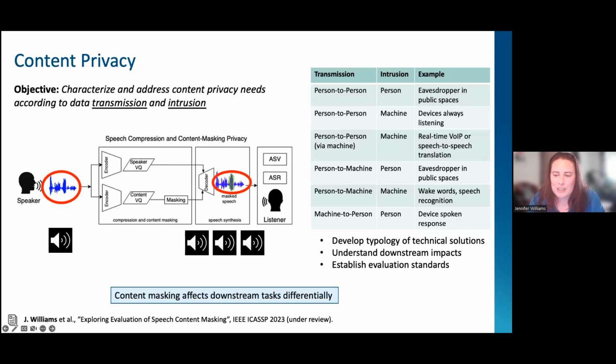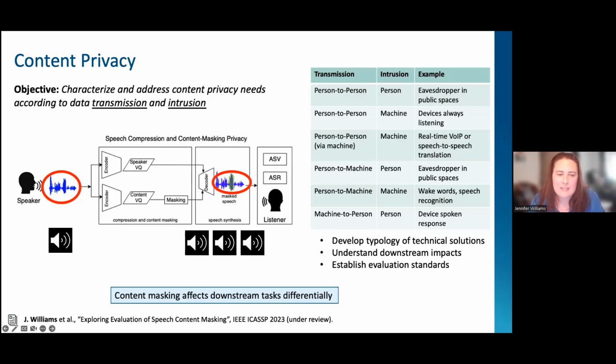In a machine to person scenario, you could have a person intrusion, and an example of that would be like a screen reader, where the screen reader is saying information out loud from a website like a bank account or a medical record or something sensitive. And a person is listening to that. So there's a lot of different combinations of how you can have transmission and intrusion.